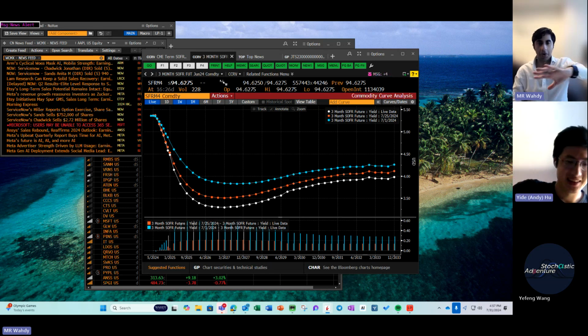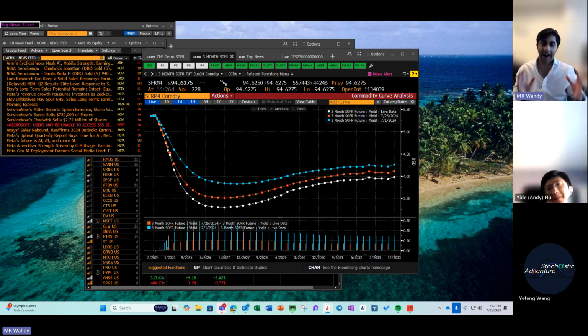So what we're talking about right now is factor level. So how do you play this? You only play this at the macro level. You really don't want to play this at the security level. For example, if I had a view that value is going to outperform growth, it's not that I'm going to invest in value names versus growth. It's that I'm going to make a trade on RTY versus NASDAQ. IWM versus QQQ. That's how you express that trade.